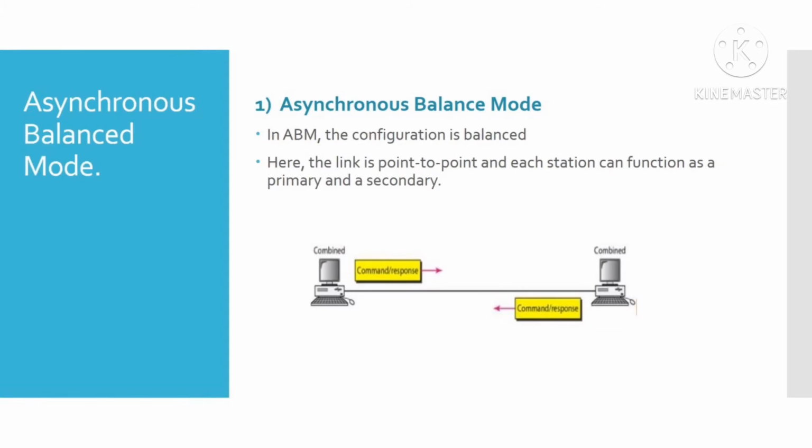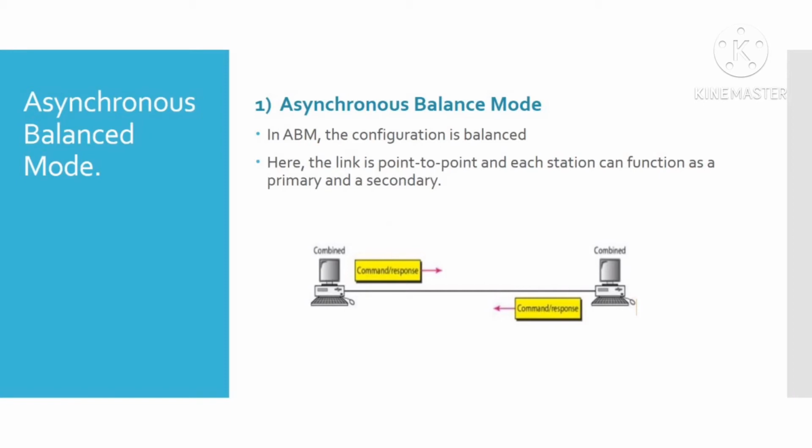Now let us learn about asynchronous balanced mode. In the ABM, the configuration is balanced. Here the link is point to point and each station can function as a primary and secondary, which means that both computers are individual and both can send commands and responses individually. Each computer can send commands and responses, and the primary and secondary can also send commands and responses, which is good with both the computers. So asynchronous balanced mode is better than synchronous balanced mode.